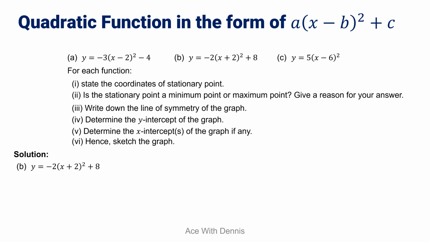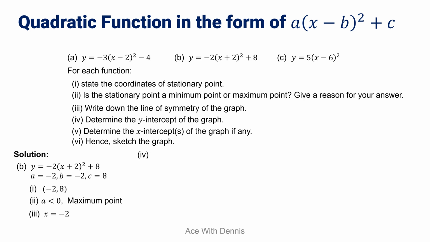For part B, the equation is y equals -2(x + 2)² + 8. The a is -2, the b is -2, and the c is 8. So number 1, the coordinates of the stationary point will be (-2, 8). Number 2, since the a is less than 0, or the a is a negative number, then the stationary point will be a maximum point. Number 3, the equation of the line of symmetry will be x equals -2.